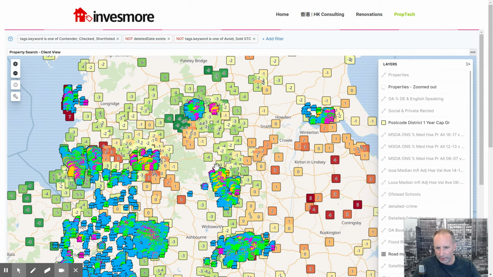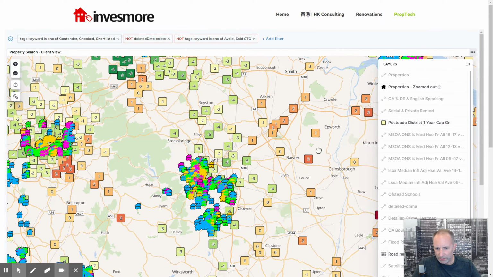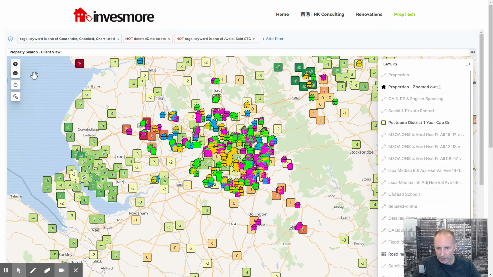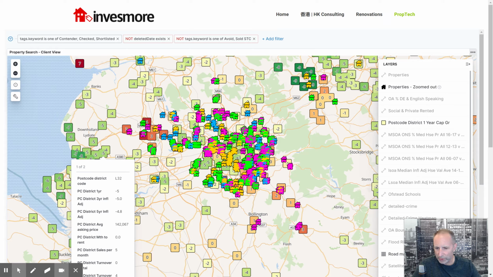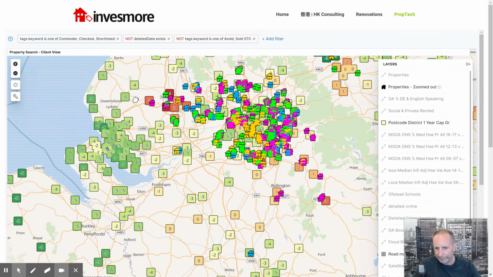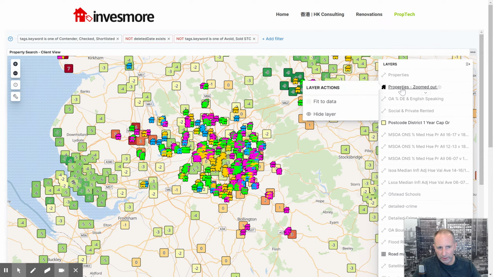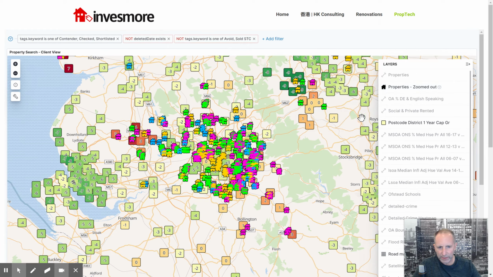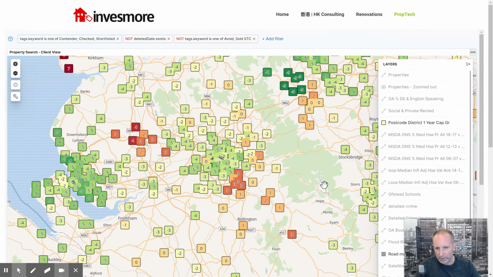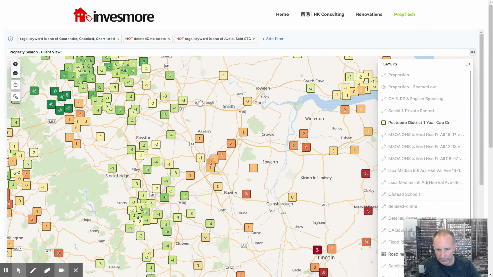So let's re-enable that. And what you'll see as we zoom in is that different bits of information will come through. So at this level, you can see some of our contender properties, and you can also see capital growth per postcode district for a 1 year period. So it's a fairly arbitrary metric, but it gives you a rough idea of which areas are good, doing well, and which aren't. So let's just hide that layer for a minute, and now you can see how different areas are doing in the country.